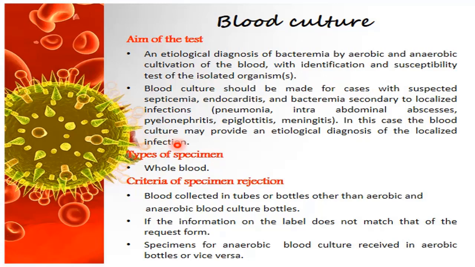Now, what is the type of specimen for doing blood culture? Normally, it's whole blood. What are the criteria for specimen rejection? First, blood collected in tubes or bottles other than aerobic and anaerobic blood culture bottles. We have specific bottles for doing blood culture, either aerobic or anaerobic. Other bottles are not advised to be used, because these bottles, as manufactured by the specific company, are specified for blood culture, either aerobic or anaerobic.